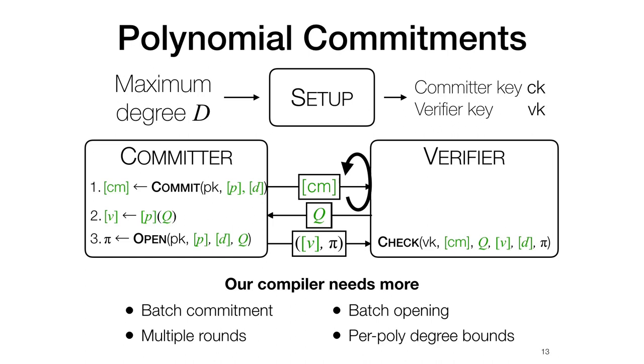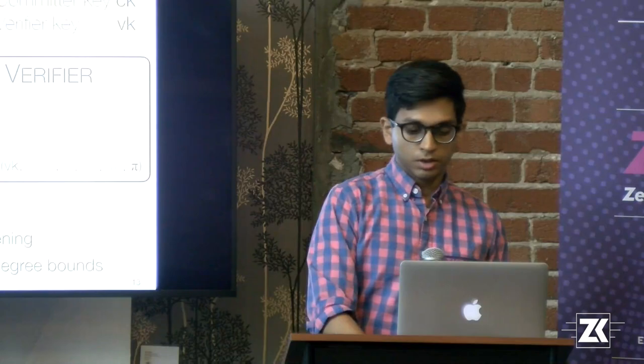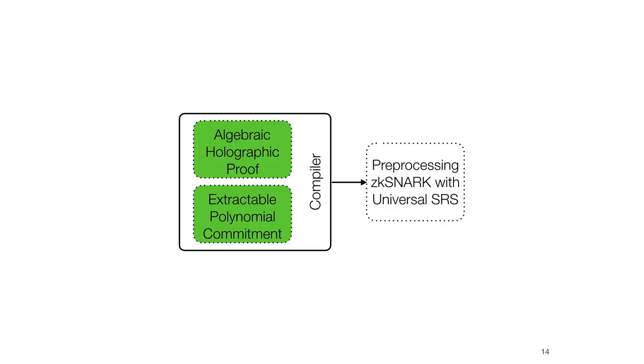Okay, so this is technical. It doesn't quite fall straightforwardly from the simpler notion. You have to do a little bit of work to make sure extractability and all the other properties hold when you have these additional properties. But you can look at the paper if you want to see how it's done. Okay. So now we have both of our components, right? We have the AHP and the polynomial commitment. Any questions about the commitment scheme?